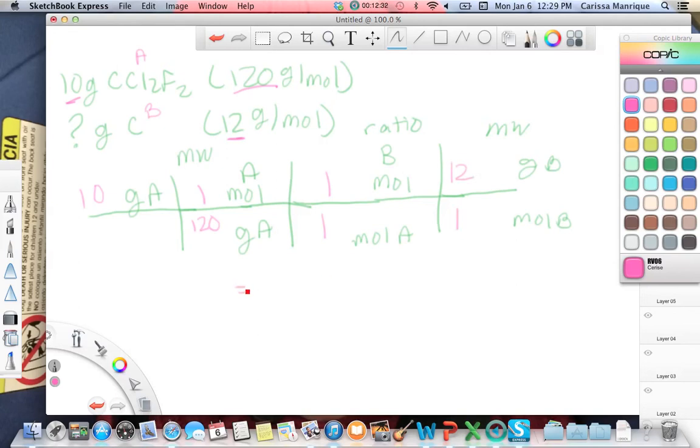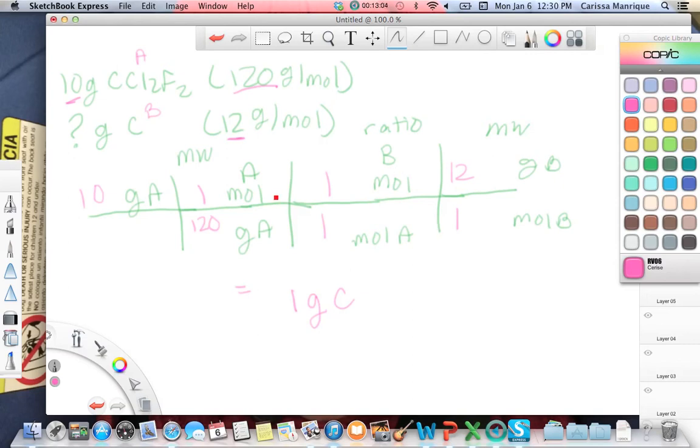So let's multiply this all out. We have 10 times 12 divided by 120. That's going to be approximately 1 gram of carbon. So in 10 grams of this molecule, by mass, 1 gram of that is carbon. So again, hopefully you're seeing that it's just the same thing over and over again. Okay, we're going to use this shell here.